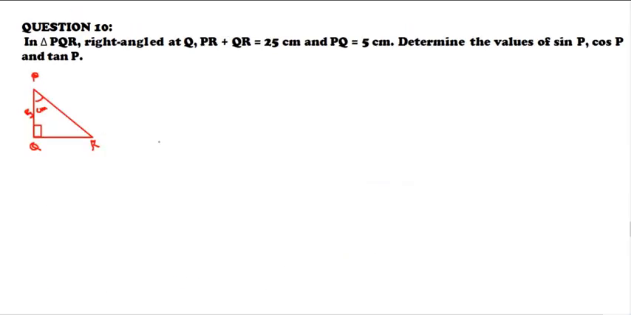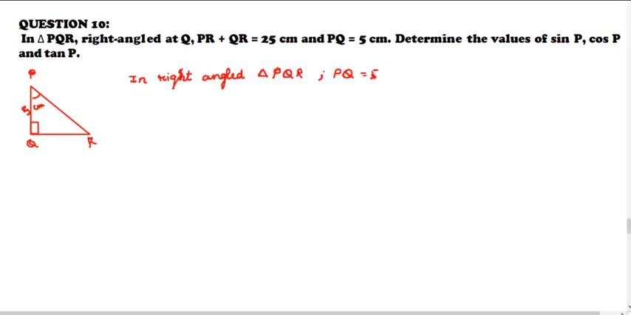Question 10. In triangle PQR, right angled at Q, PR plus QR is equal to 25 cm and PQ is equal to 5 cm. Determine the values of sin P, cos P and tangent P. Let us take a triangle PQR, right angled at Q. So in right angle triangle PQR, PQ is equal to 5 cm. This is given. PR plus QR is equal to 25 cm. This is also given. And that implies PR is equal to 25 minus QR.